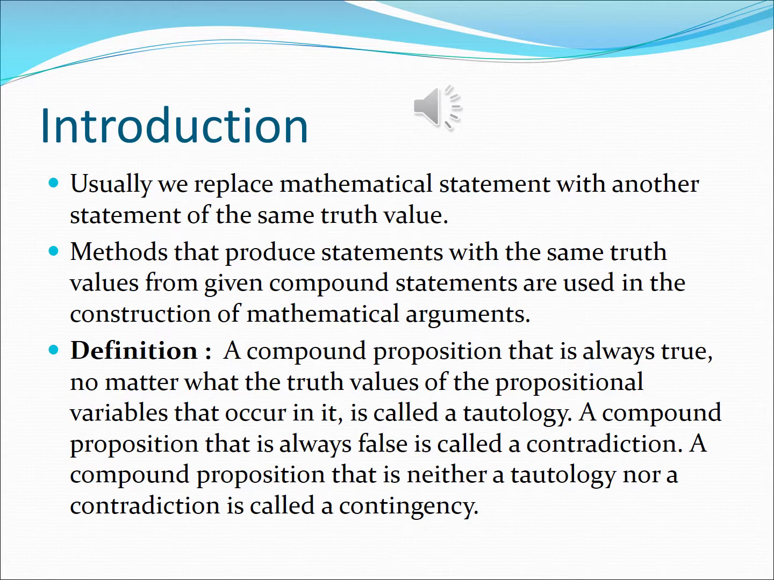Definition: a compound proposition that is always true, no matter what the truth values of the propositional variables that occur in it, is called a tautology. A compound proposition that is always false is called a contradiction. A compound proposition that is neither a tautology nor a contradiction is a contingency.